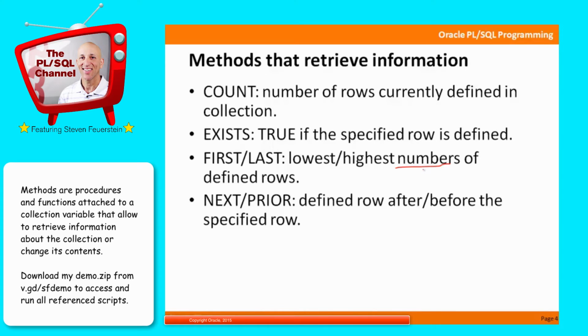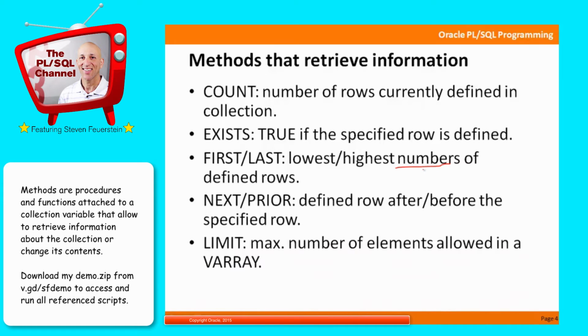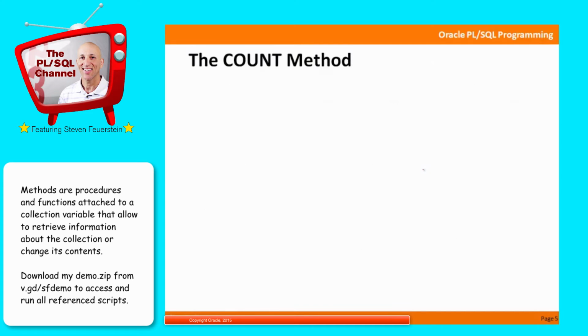Next and prior move you to or return the next, the highest up, or the previous, the next lower index value that is defined in the collection. Limit tells you the maximum number of elements allowed in a V-array. So these are the different methods for retrieving information. Let's take a closer look.